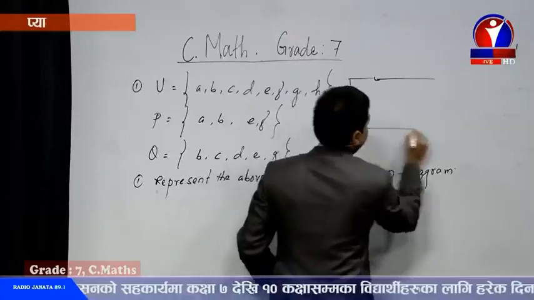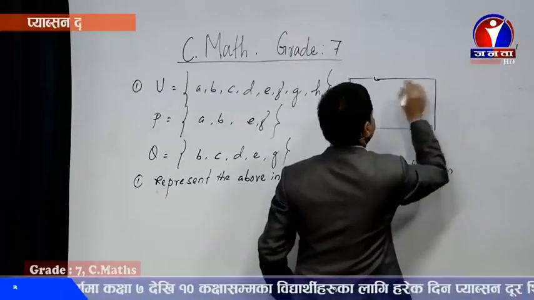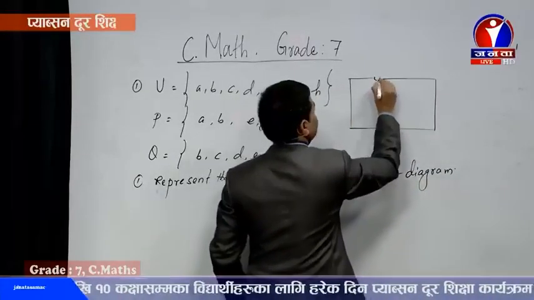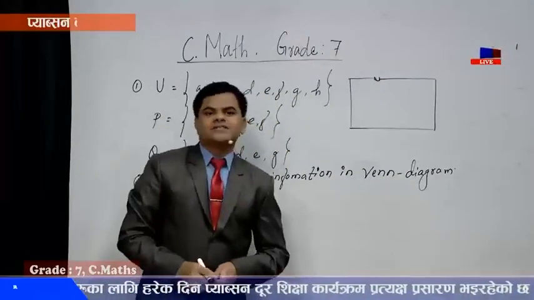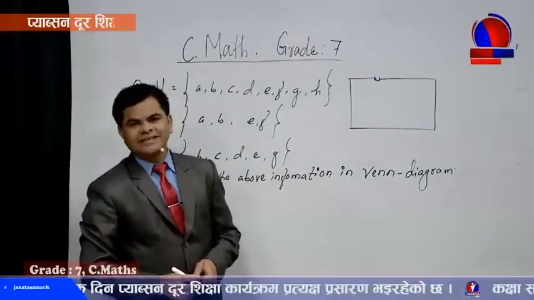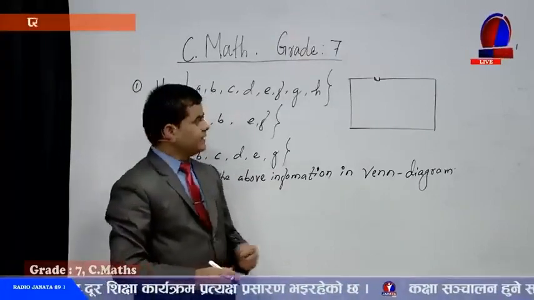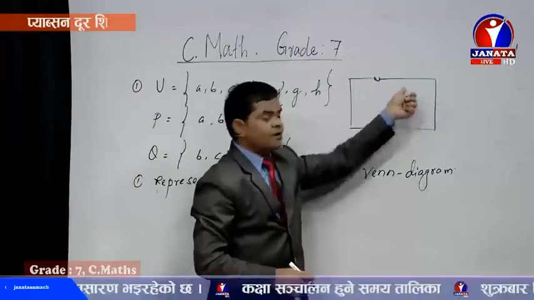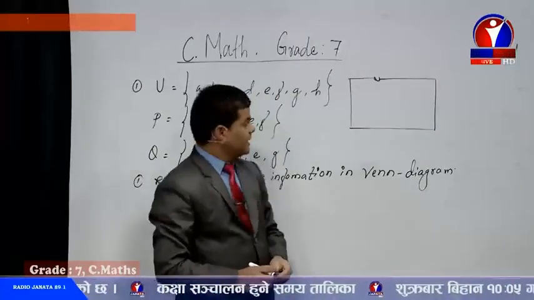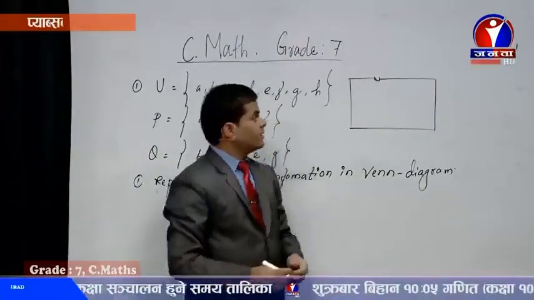This is the rectangle representing the universal set. Keeping U represents all the elements of the universal set, which are included inside that rectangle. We should not forget to write U at some place in the upper corner of the length side of the rectangle.